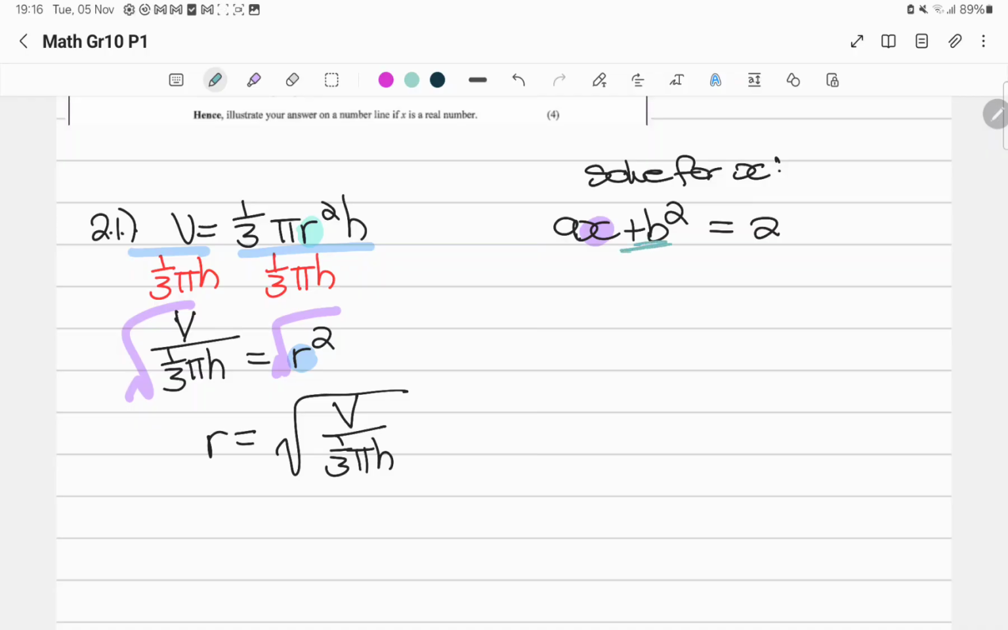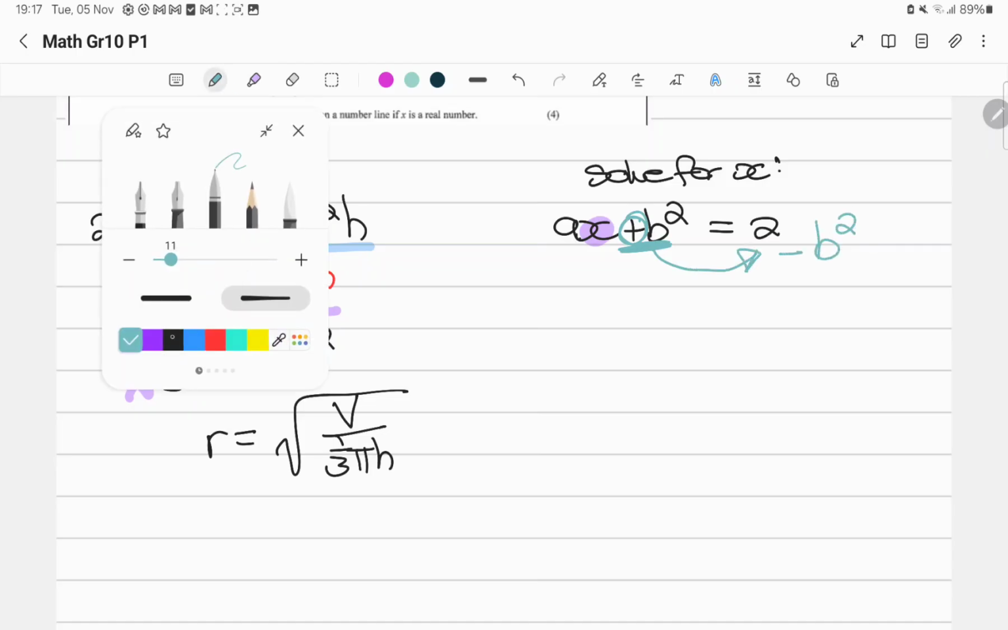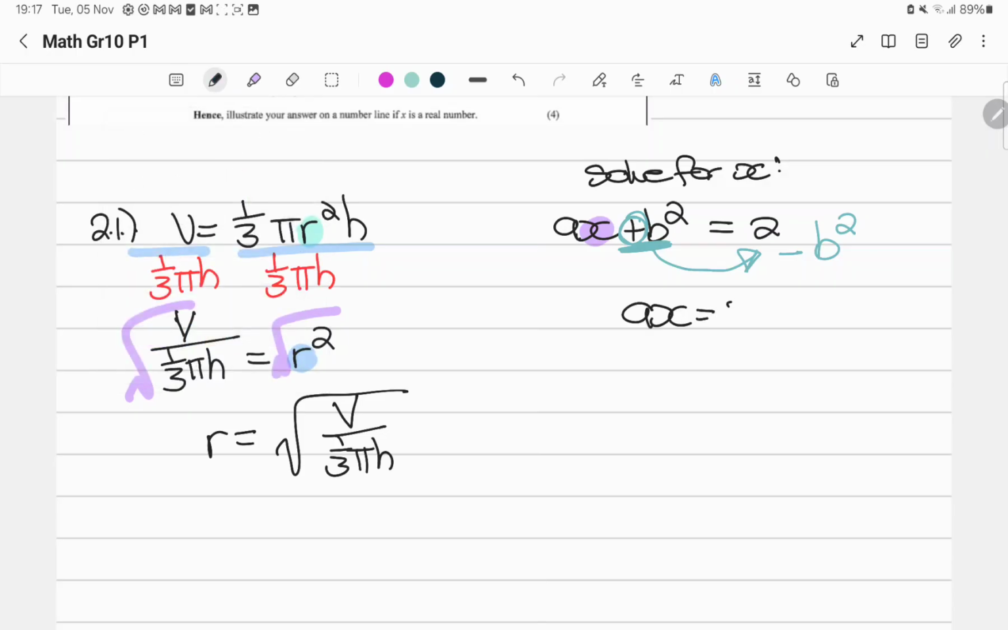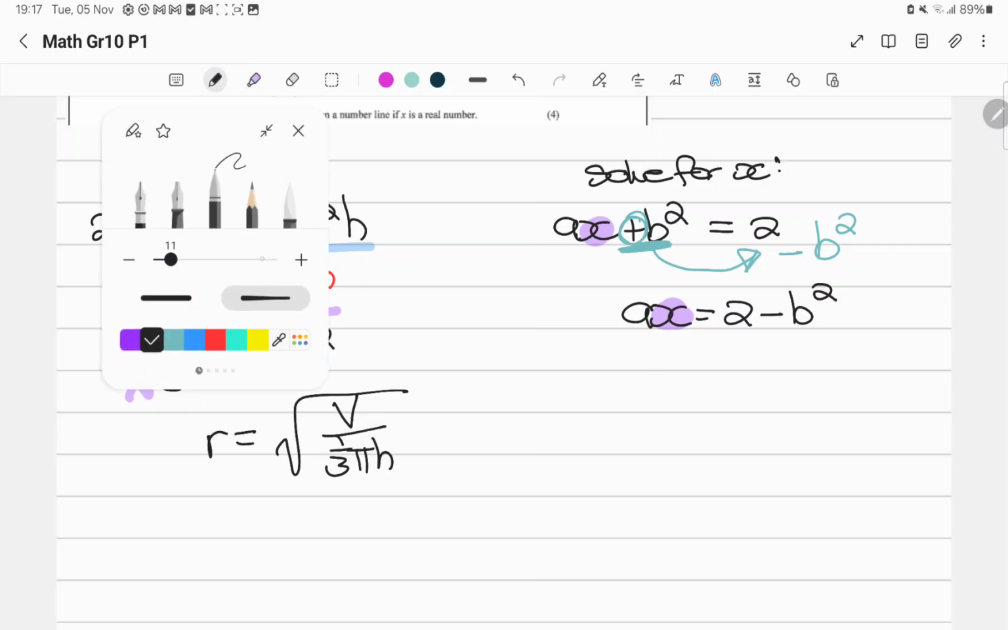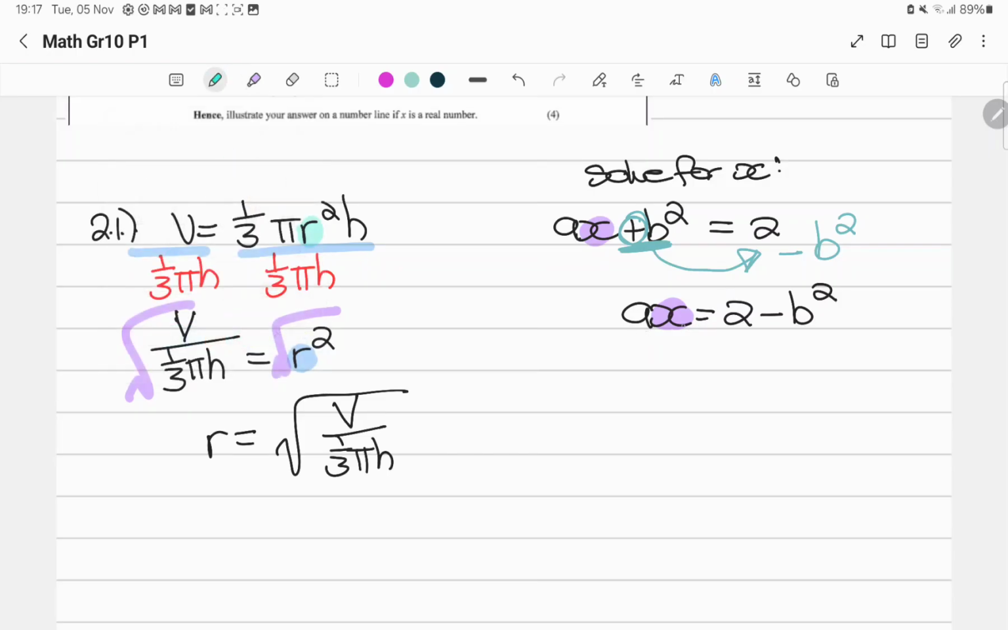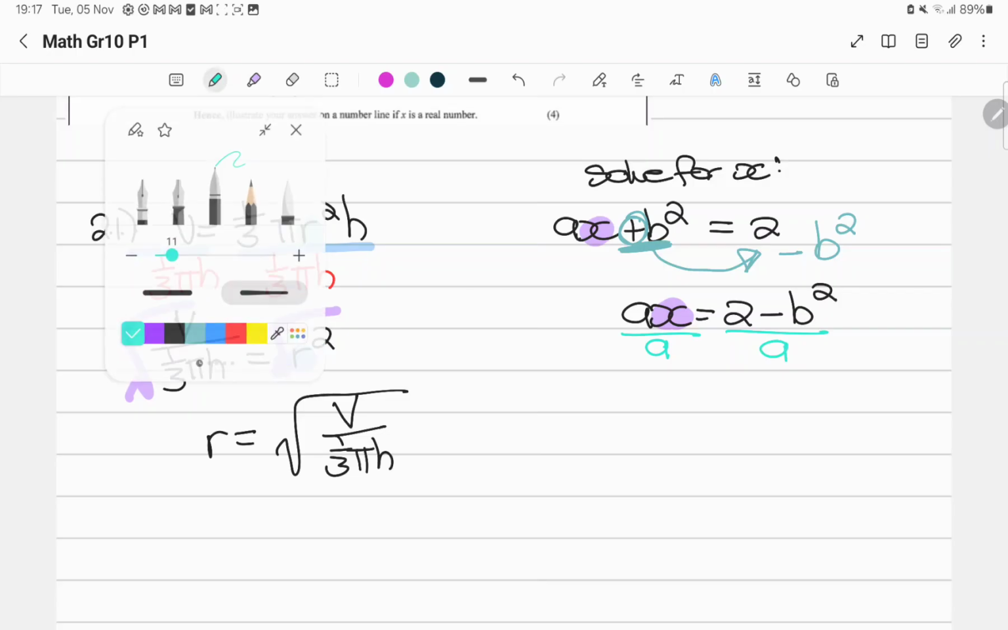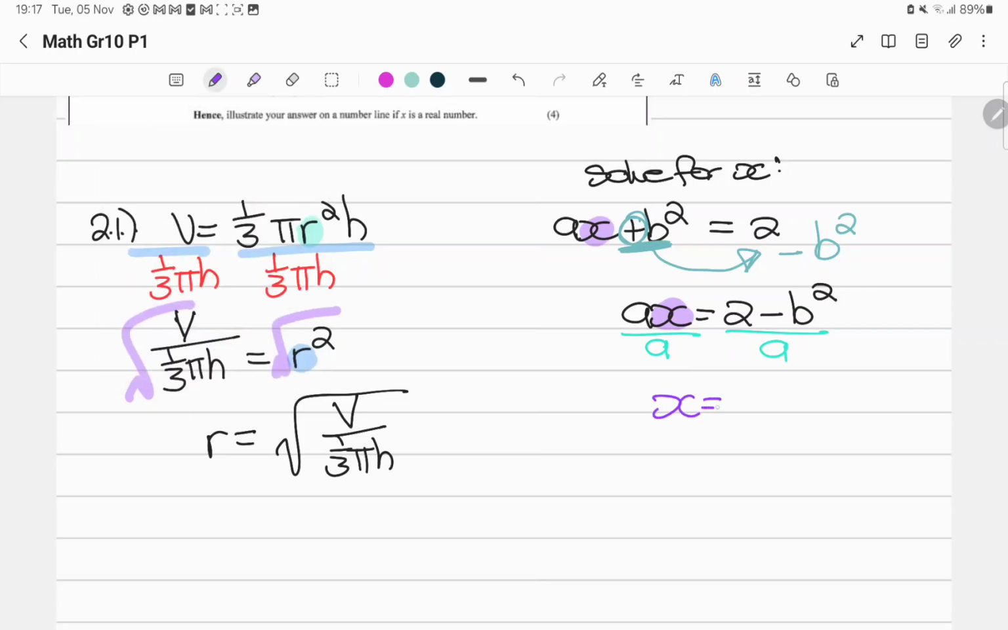So everything that is not x has to go over. So what's the first thing I'm taking over? I'm taking over my b squared. So the b squared is adding on this side, so if I take it over, it's going to become minus b squared. So I'm going to be left with ax equals 2 minus b squared. Now I continue, so I want to get x alone. So what is still bothering me? What's still bothering me is this a. So then to get rid of the a, I'm going to divide both sides by a, which then leaves me with x equals 2 minus b squared over a. X is alone, so I did my part.